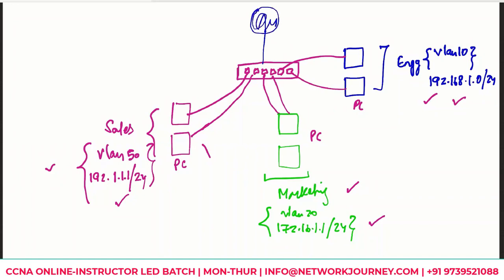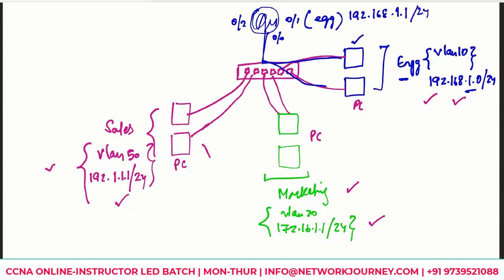So the router will have multiple switch ports, like Gig 0/1, 0/2. Let's say 0/1 is responsible for the engineering team, and you will keep its gateway as 192.168.1.1/24. Whatever the engineering team has to send to the sales team, these individual PCs will send the request to the gateway, and then the gateway will know how to route the packet to reach another network.